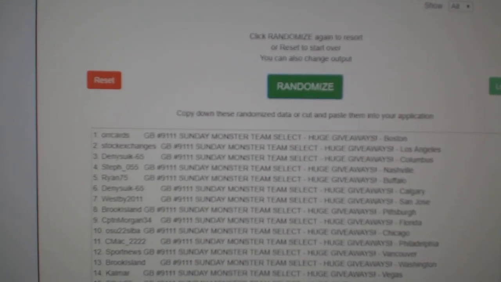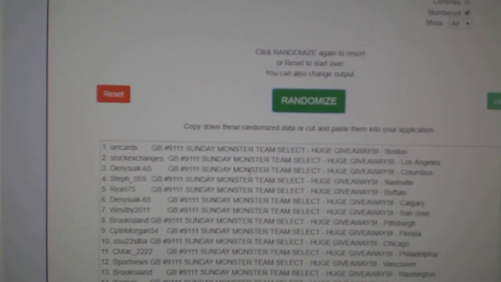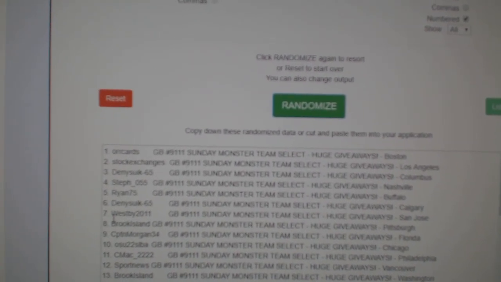1, 2, 3. Or Cards gets the cup tin. Stock Exchange gets the Austin Matthews. Denisic and Steph get Splendor.